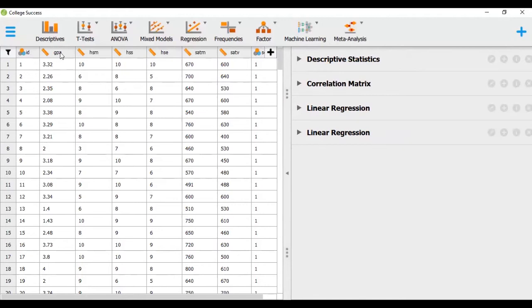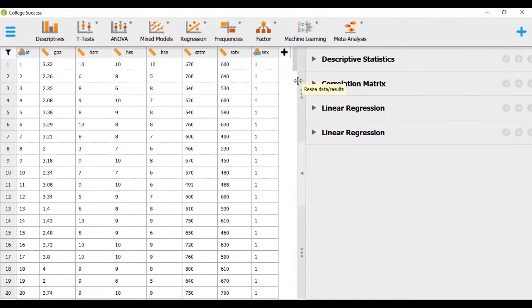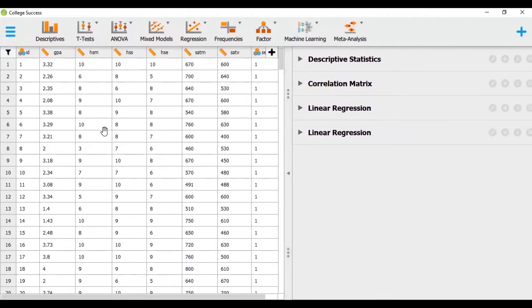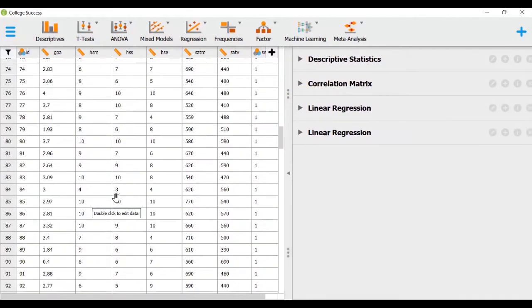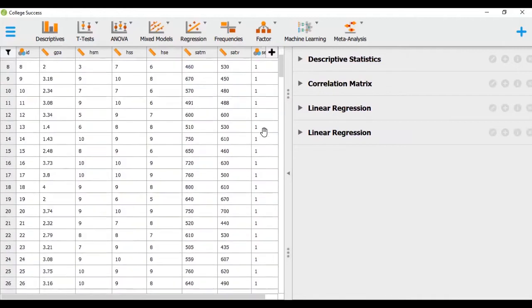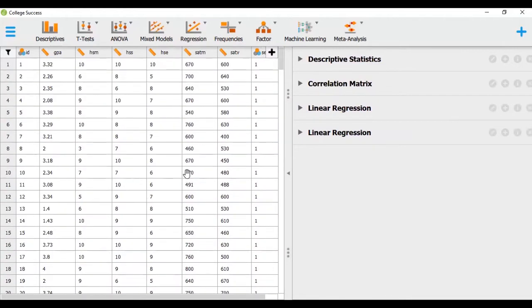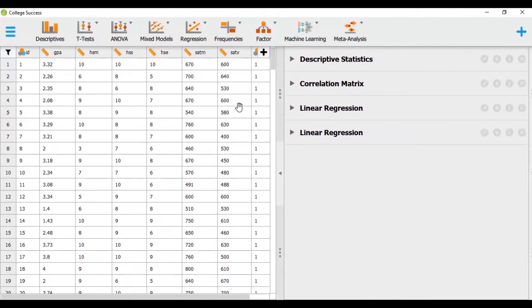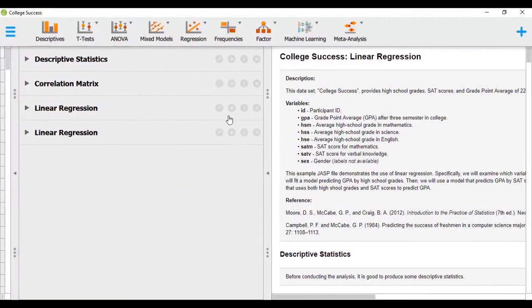It has ID, GPA, HSM, HSS, HSE, SAT-M, SAT-V, and then I think we have here gender or sex. Yes, so when you look at the variables here, they all seem to be continuous apart from gender. These are continuous variables, so they qualify for us to use for a linear regression. Now, let's explore the data and know what it's all about.